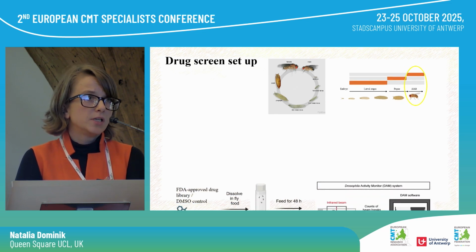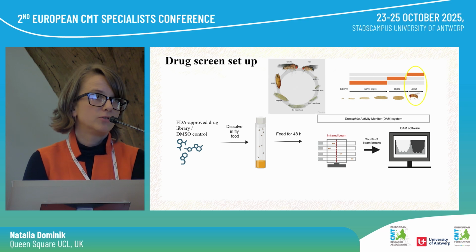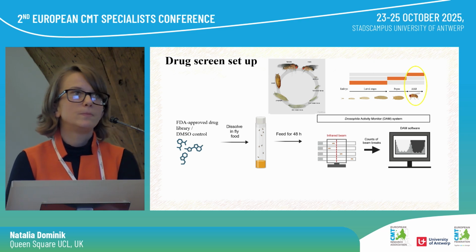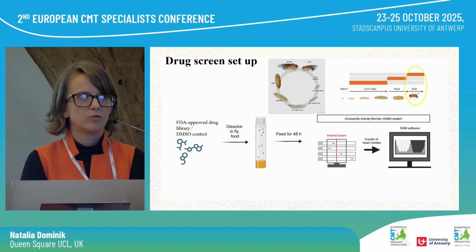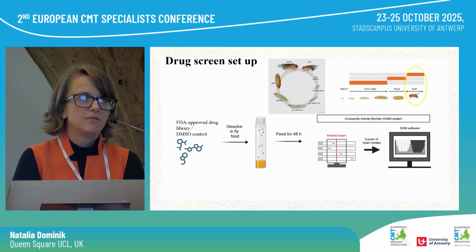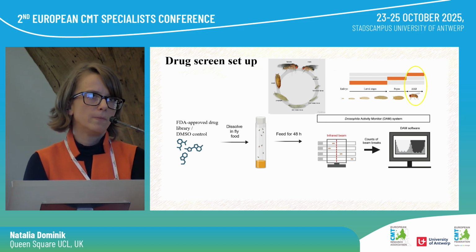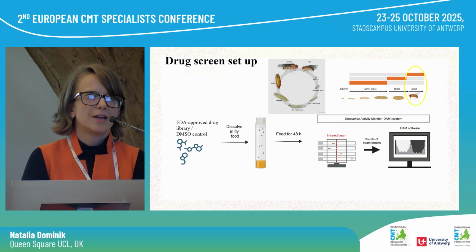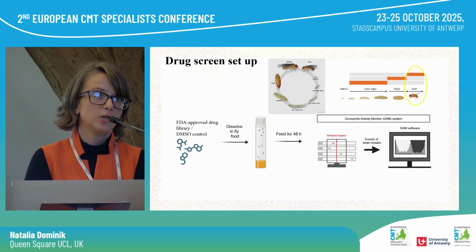My drug repurposing screen setup is really quite simple. I take an FDA-approved drug library or DMSO as control. I dissolve these in fly food, and I let my flies feed for 48 hours. And then I put them in the Drosophila activity monitor, as I explained before. Now, these flies are still either on the drug or on a DMSO control. And I do it with an aim to look at any candidate drugs that might rescue the Drosophila locomotion phenotype.